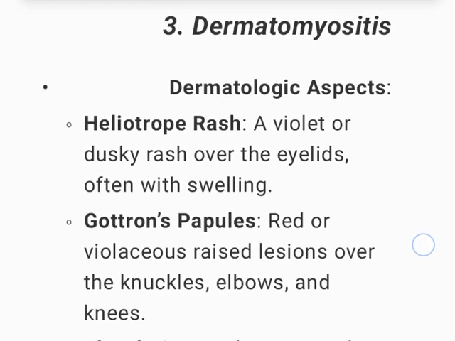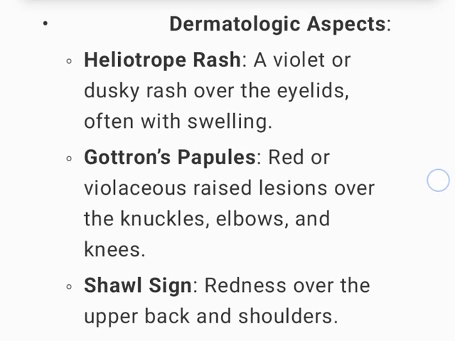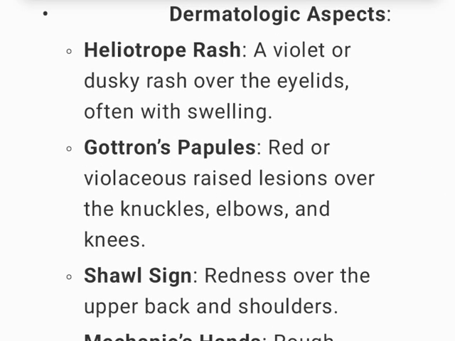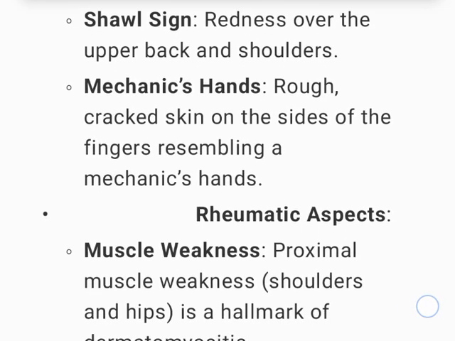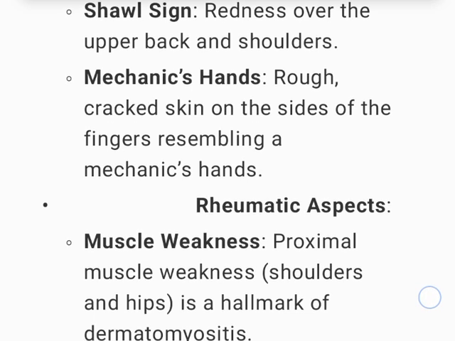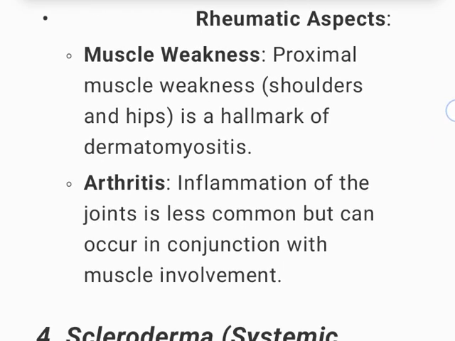3. Dermatomyositis. Dermatologic aspects. Heliotrope rash, a violet or dusky rash over the eyelids, often with swelling. Gottron's papules. Red or violaceous raised lesions over the knuckles, elbows, and knees. Shawl sign. Redness over the upper back and shoulders. Mechanic's hands. Rough, cracked skin on the sides of the fingers resembling a mechanic's hands. Rheumatic aspects. Muscle weakness. Proximal muscle weakness, shoulders and hips, is a hallmark of dermatomyositis. Arthritis, inflammation of the joints, is less common but can occur in conjunction with muscle involvement.